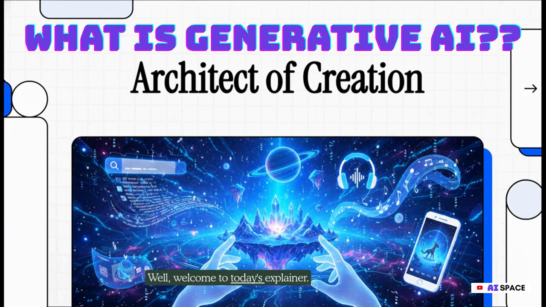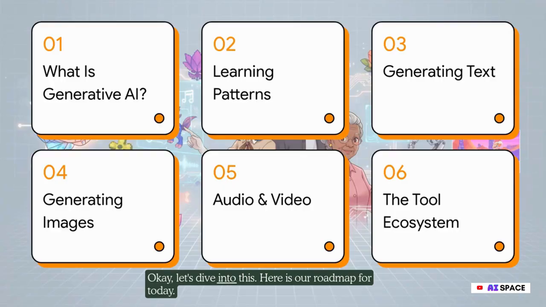Well, welcome to today's Explainer. Over the next few minutes, we're going to demystify this whole thing. I'm going to show you exactly how AI creates text, images, audio, and video. And it's crazy because it all stems from one incredibly powerful idea. We're going to pull back the curtain, ditch the heavy jargon, and look at the actual mechanics of how these systems build something out of seemingly nothing. Okay, let's dive into this.